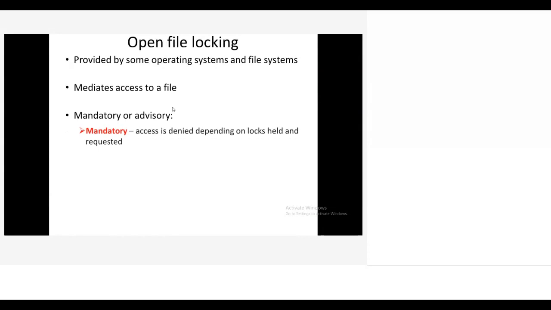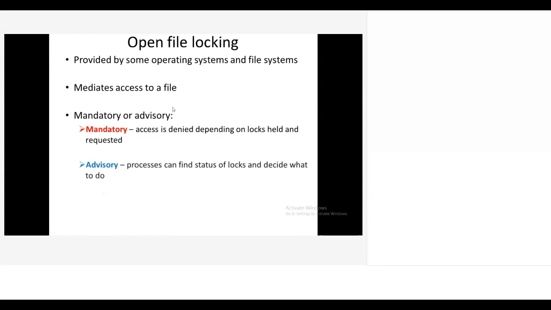Like suppose in your faculty, in the computer system, we have an administrator login and a normal student login. With the student login, if you try to open the C drive, you will not be able to open it, because your access is denied. You are not an administrative login, you are a student login. So this is something we can put a lock on. And advisory means processes can find the status of the locks and decide what to do.